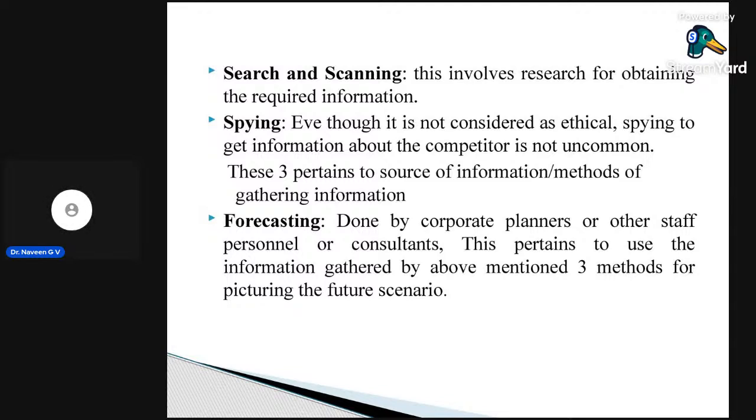A number of organizations have clipping services, which constantly scan newspapers and periodicals. That is the most important thing for scanning.